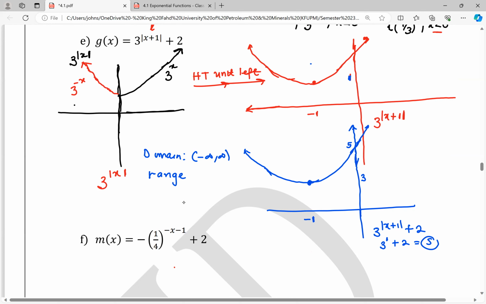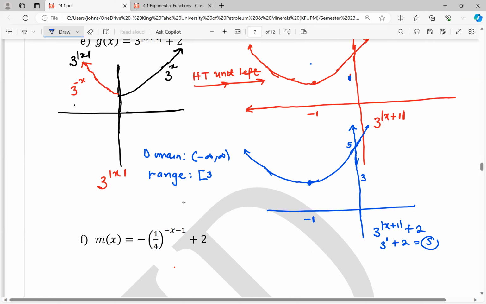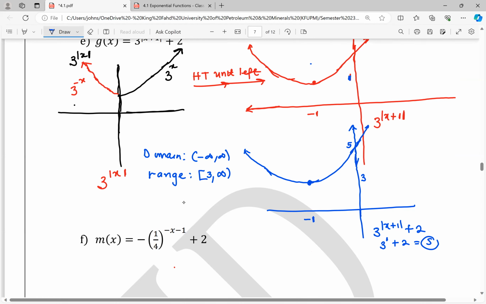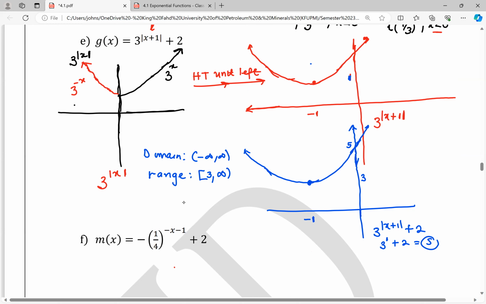Our range is what? Our range is from 3, right? Yes. From 3 closed to infinity. Now, does this have a horizontal asymptote? No, there is no horizontal asymptote.